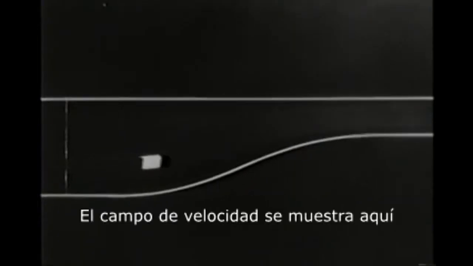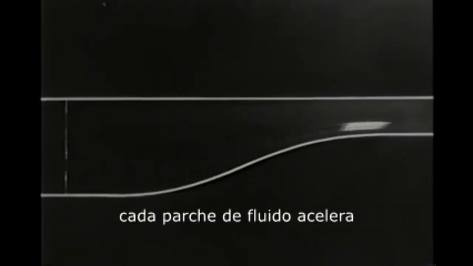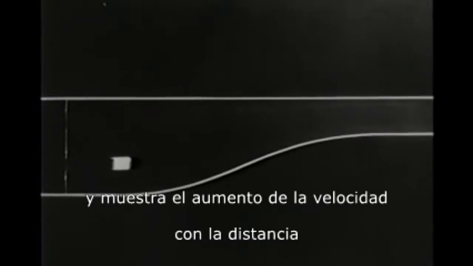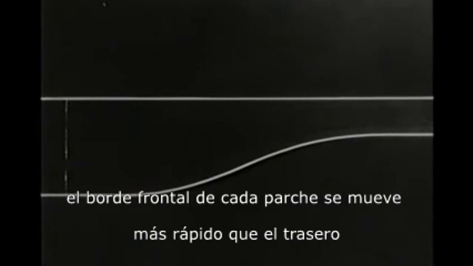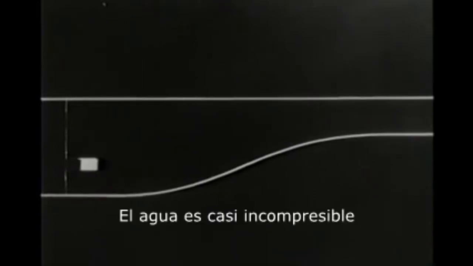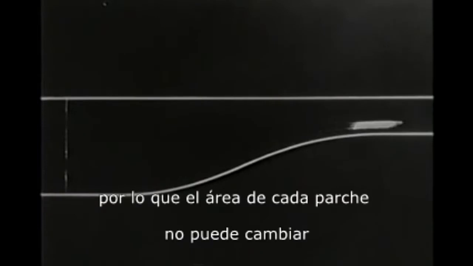The velocity field is shown here in half of a symmetrical contraction by tiny hydrogen bubbles electrolyzed at a wire in the water. Each fluid patch accelerates and shows the velocity increase with distance. Because of this velocity gradient, the front edge of each patch moves faster than the rear edge, and each patch stretches out. Water is nearly incompressible, and the flow is two-dimensional, so the area of each patch cannot change, and it becomes thinner as well as longer.